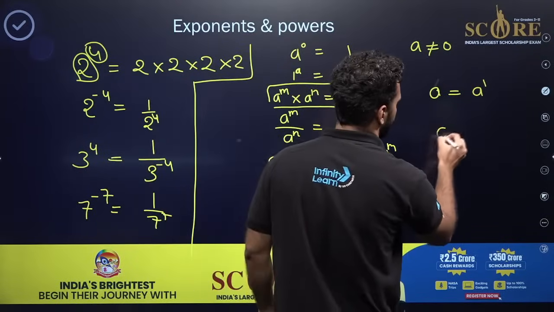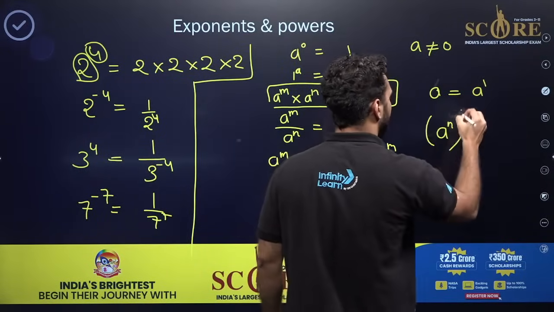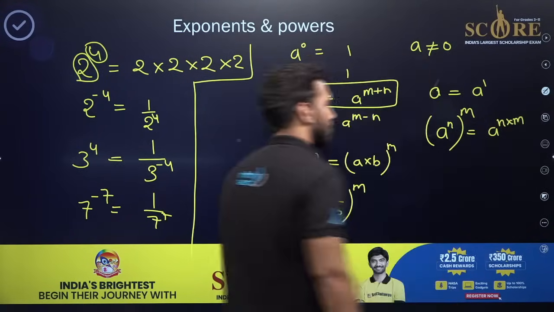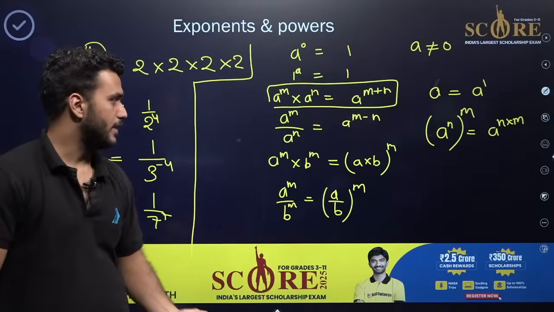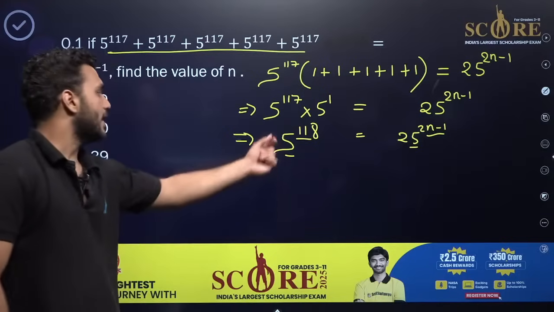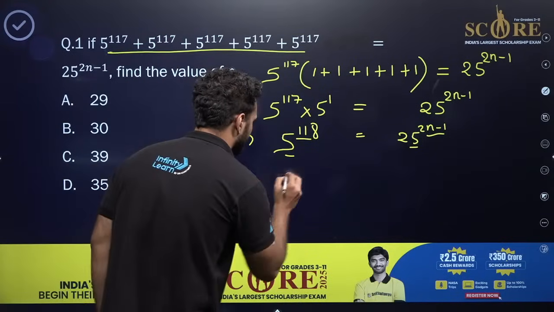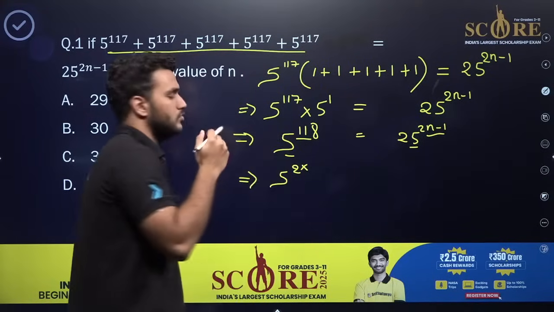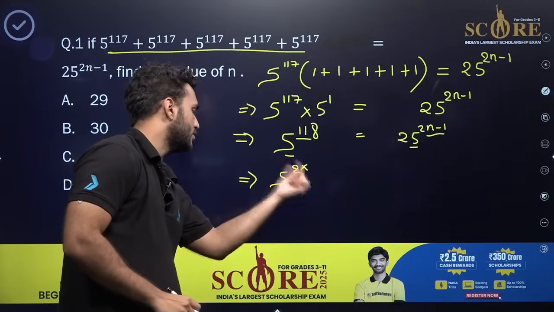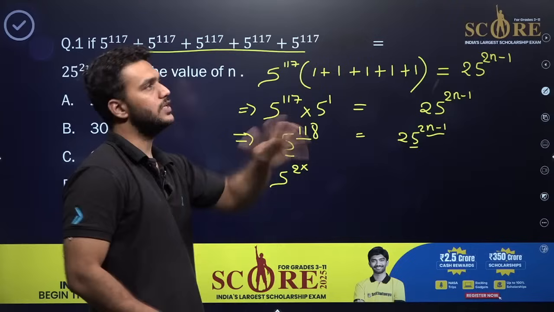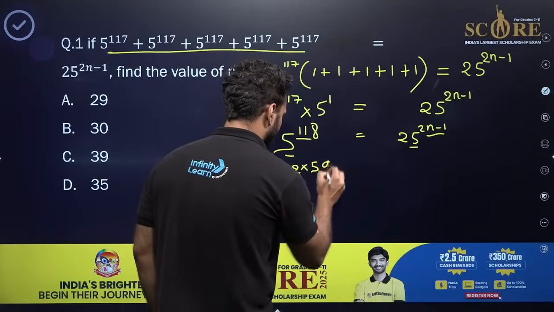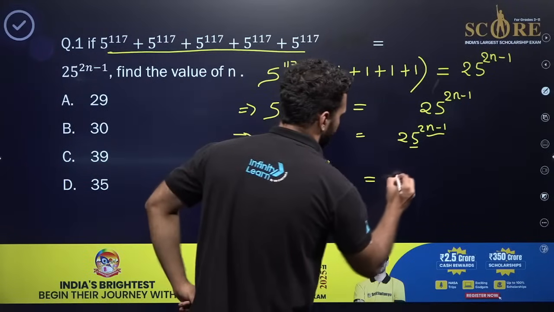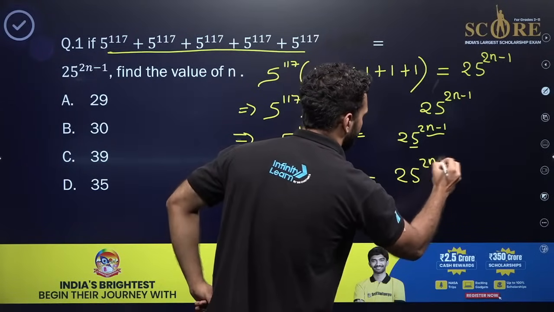See, a to the power n whole power m can be written as a to the power n multiplied by m, which means power to power will get multiplied. Okay. Now can I write this power as 5 to the power 2 into 118? I have to divide it by 2 because I have already taken 2 as common. So what will I get, sir? 59.